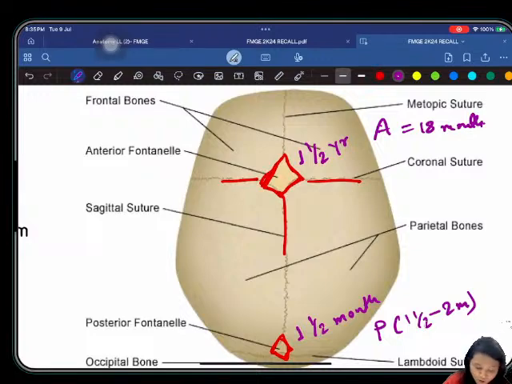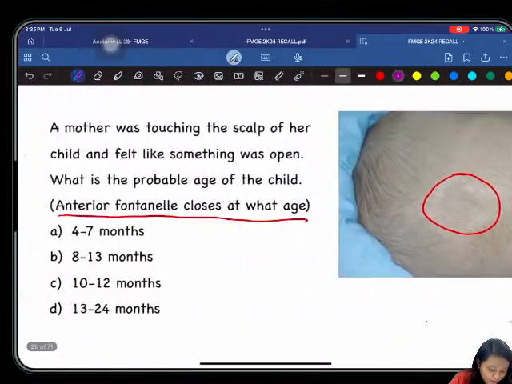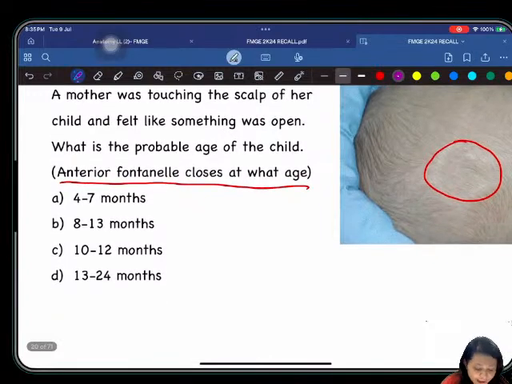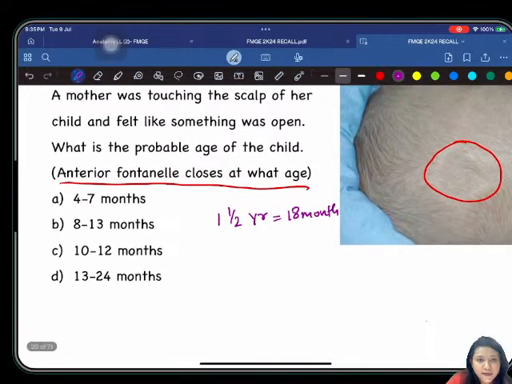So can anybody attempt this question in the chat? What will be the probable age of the child? Anyone in the chat who wants to answer this? As I told you, 1.5 year, that is around 18 months. The closure starts from 18 months, but before that it is open.